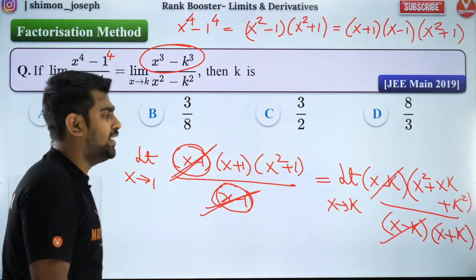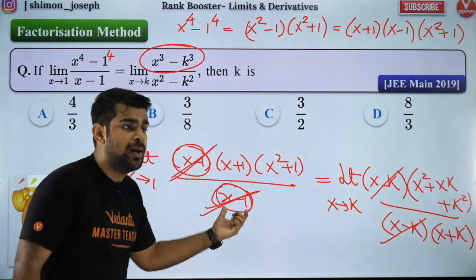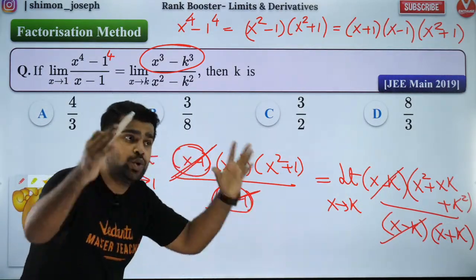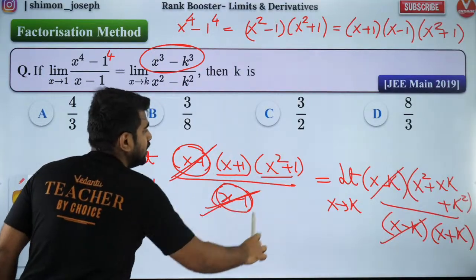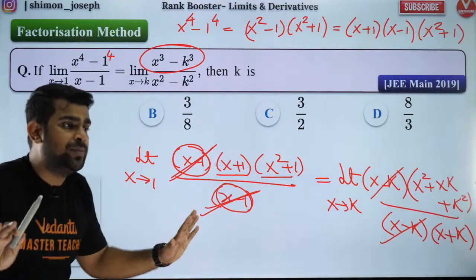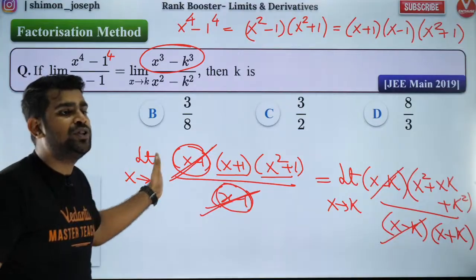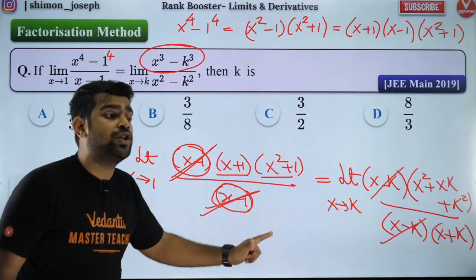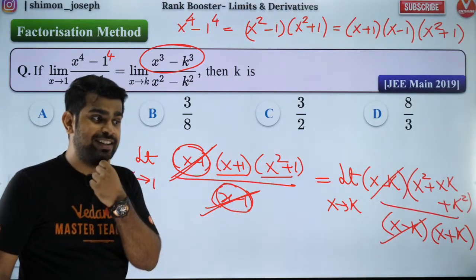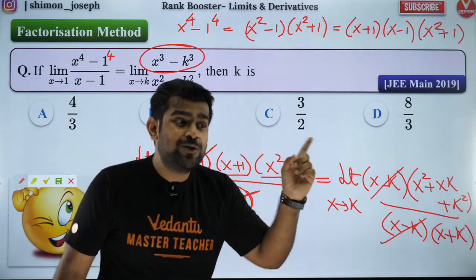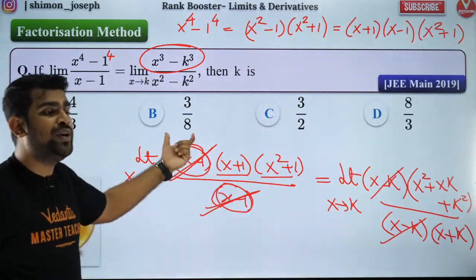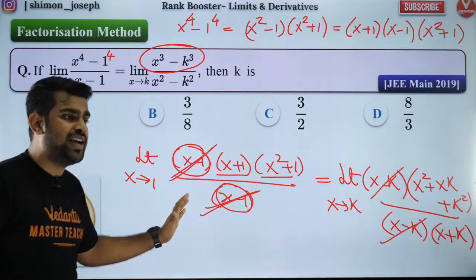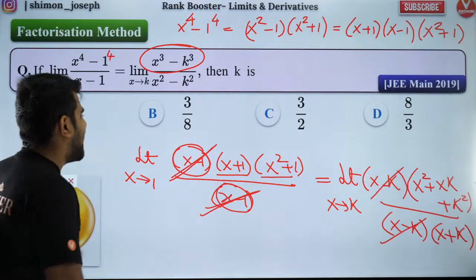Fantastic, absolutely right. Whatever factors create problem, if you can cancel it, please do it. Got it? Now what I have is not having any problem, so I can directly put the value. Now I can use the method of direct substitution. Did you see that? So direct substitution is not a very bad method. You have to use it, but after doing some manipulation. Are you all clear? So now let's try to use direct substitution.